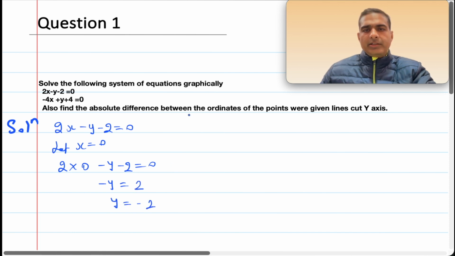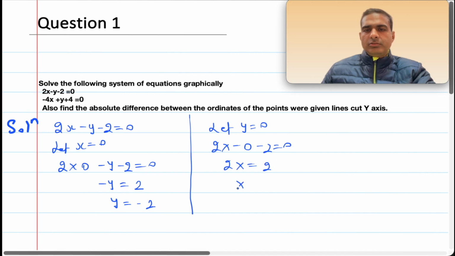So one of the values we got is y is equal to minus 2 when we substituted x is equal to 0. Now we can again choose, let y is equal to 0. So if I substitute y is equal to 0, I will be getting 2x minus 0 minus 2 is equal to 0. So from there, I will be getting 2x is equal to 2. So x is equal to 1.